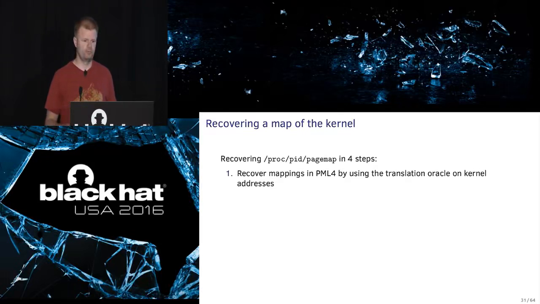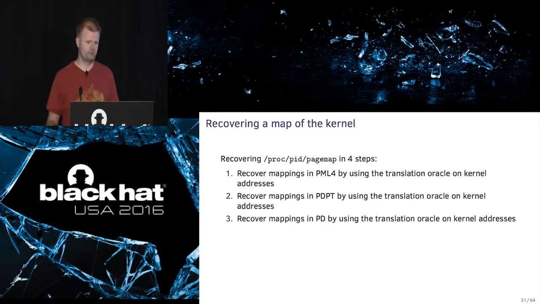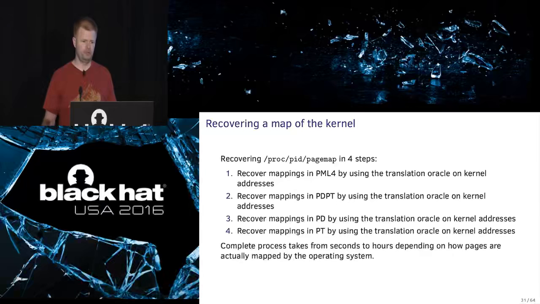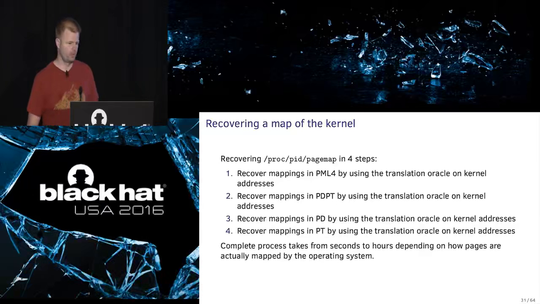So we start out with a breadth-first search. And that is, we search the memory for PML4 entries, and we do this by searching in half terabyte steps. Remember, this is a half terabyte cache. And whenever we find one, we know we can skip the next half terabyte. And we do this for each of the 4 translation levels, and we end up with a complete map of the kernel.